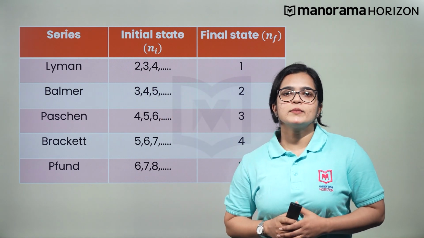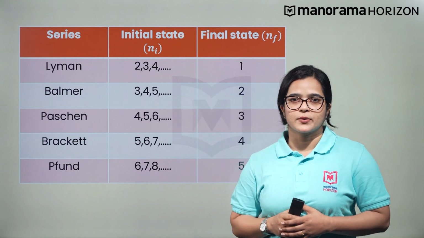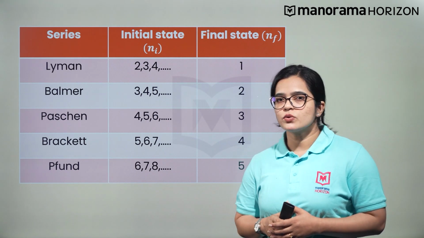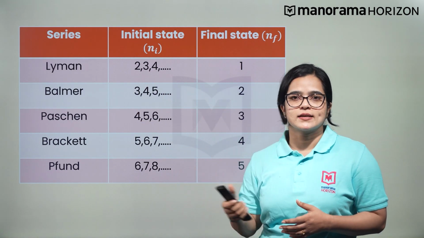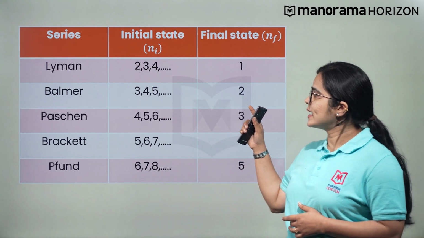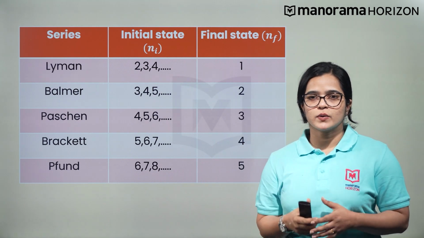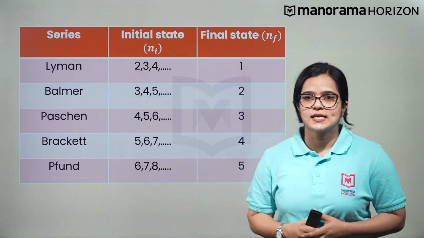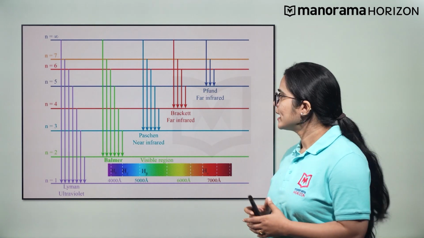The conclusions from the Bohr model suggested the presence of other series of spectra for the hydrogen atom, that is, those corresponding to the transitions resulting from nf equal to 1 and ni equal to 2, 3, 4, etc., that is called the Lyman series; nf equal to 3 and ni equal to 4, 5, 6, etc., that is known as the Paschen series; and nf equal to 4, ni equal to 5, 6, 7, etc., that is known as the Brackett series, and so on. The electronic transitions corresponding to these series are shown in the figure.